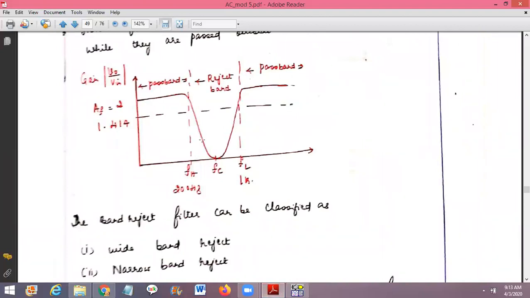See, this is the pass band, this is the reject band, and again this is the pass band. So between FL and FH, the band of frequencies is rejected. Below FL and above FH, these ranges of frequencies are allowed. Basically, you will get a response curve like this. So let me show it. Okay, let me execute and show it.